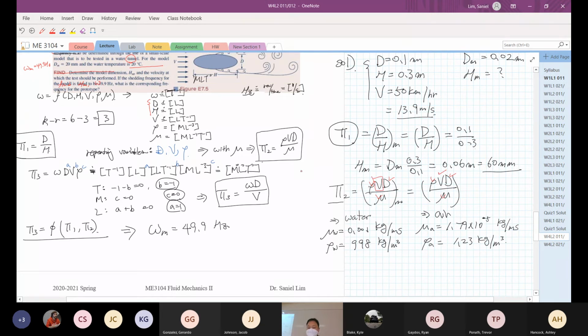So you can reorganize the equation in terms of the other variables for the velocity in the model. When you do it, the Vm is rho over rho m, mu m over mu, d over dm.